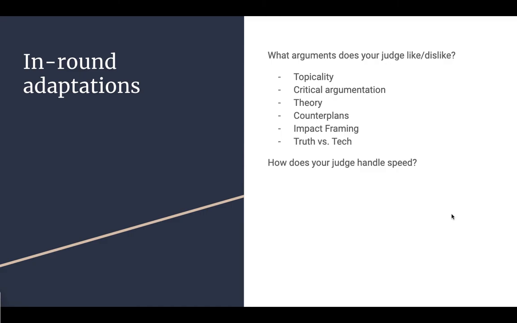And then the other thing to look at when it comes to in-round adaptation is how your judge handles speed. So there are super lay judges. It's sort of a spectrum. There's the slowest, which I would call a super lay judge, and then there's the fastest, which is obviously spreading. And then there's everyone in between.